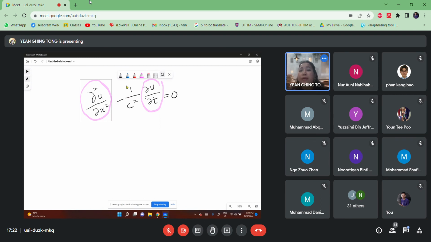Okay. Now, this one, we need to change it into finite difference form. Okay, so that means this one I have to change to yang macam ni. Okay, awak tengok sebab this one is respect to x.